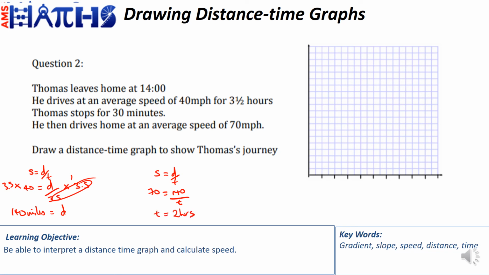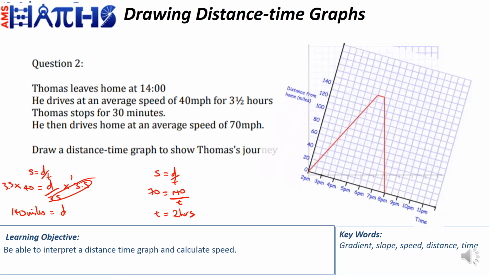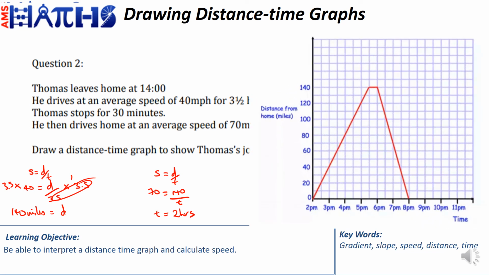So what would that graph look like? Here's our graph. So we're seeing where our axis goes up to 140. He has traveled from 0 distance, ended up at 140 miles over 3.5 hours. We can see that there. So from 2 p.m. to 5:30, that's 3.5 hours to get to 140.